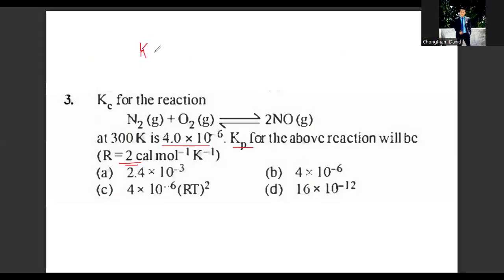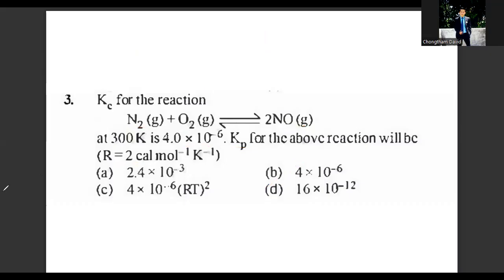So you know the relation between Kp and Kc, which is Kp equals Kc times RT to the power change in gaseous moles. When you check, the change in gaseous moles would be 0. Anything raised to the power 0 is 1. So we now have Kp equals Kc. So the given Kc would also be the value of Kp. So for question number 3, option B is the answer.